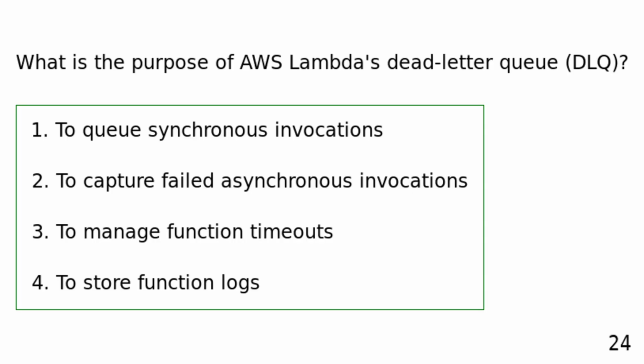What is the purpose of AWS Lambda's dead letter queue? To queue synchronous invocations. To capture failed asynchronous invocations. To manage function timeouts. To store function logs.